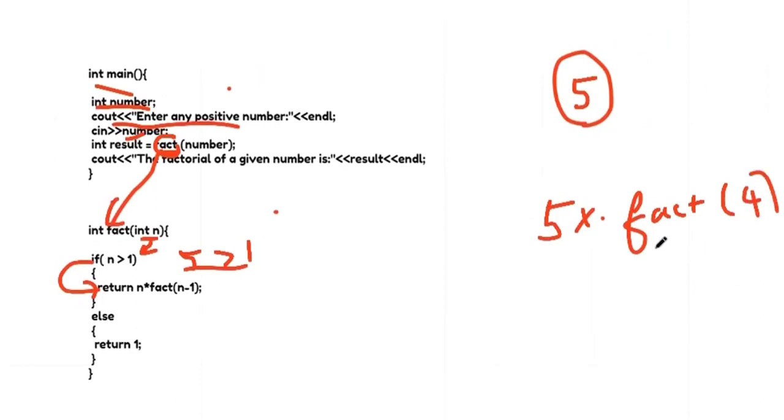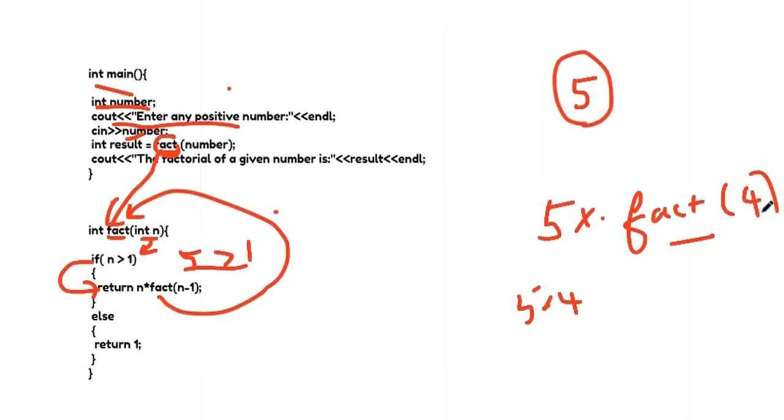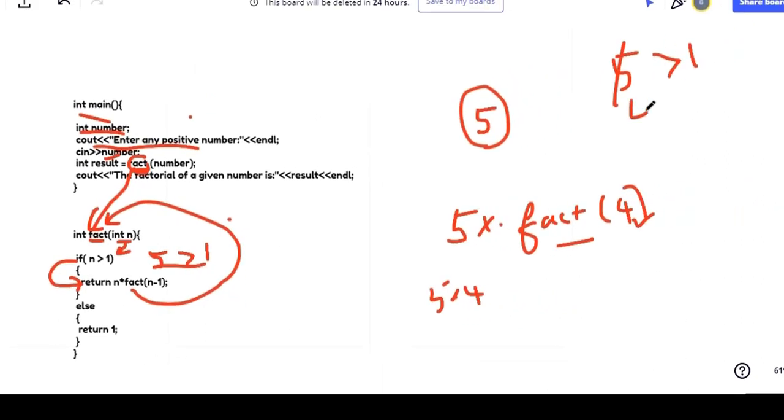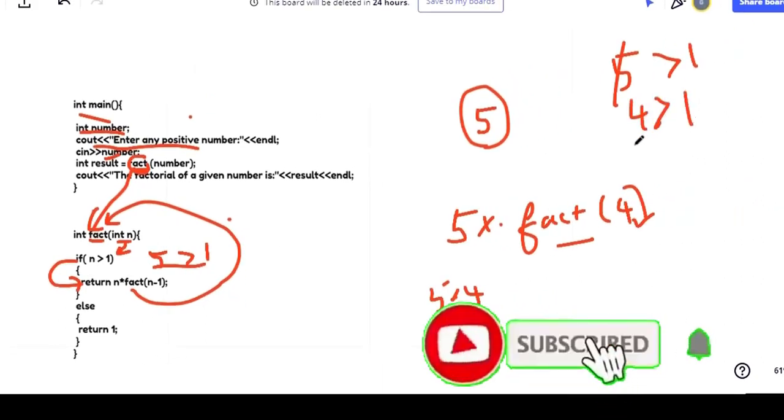Now again, fact is the name of this particular function. What is going to happen? After executing 5 times 4, the function will call itself, because we are trying to call the same function. So in this case, what will be the n value? This n value is 4. So with 4, it will come inside. Now instead of 5 greater than 1 in the first step, in the second step the n value has become 4. 4 greater than 1 is still true.